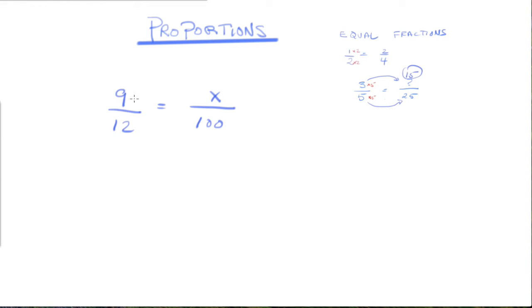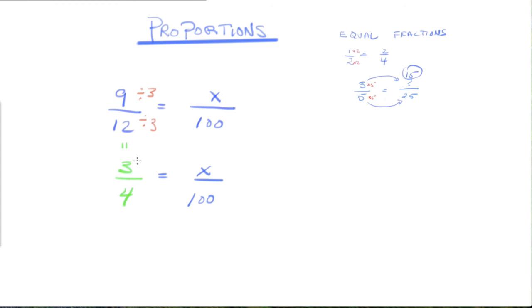One trick is to notice that we can reduce this fraction. We can reduce this by a scale of 3 by dividing the top and the bottom by 3. And reducing this gives us 3 over 4. And so the 3 over 4 is equal to 9 over 12. They're the same valued fractions. And since 3 over 4 is equal to 9 over 12, and 9 over 12 is equal to x over 100, I can say that 3 over 4 is equal to x over 100 also.